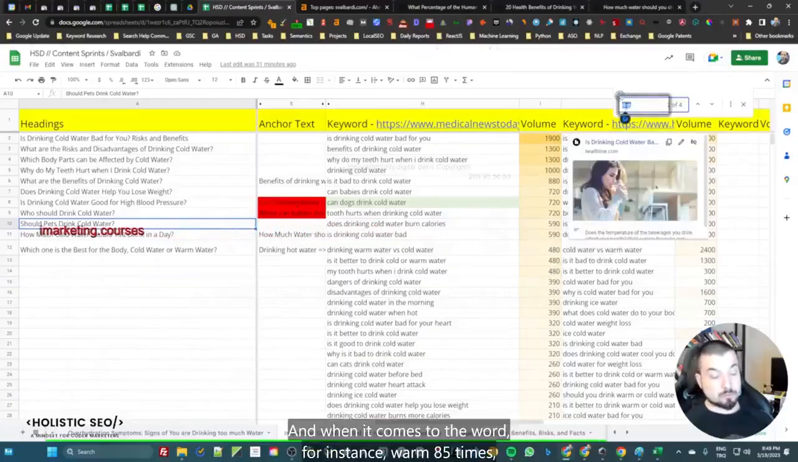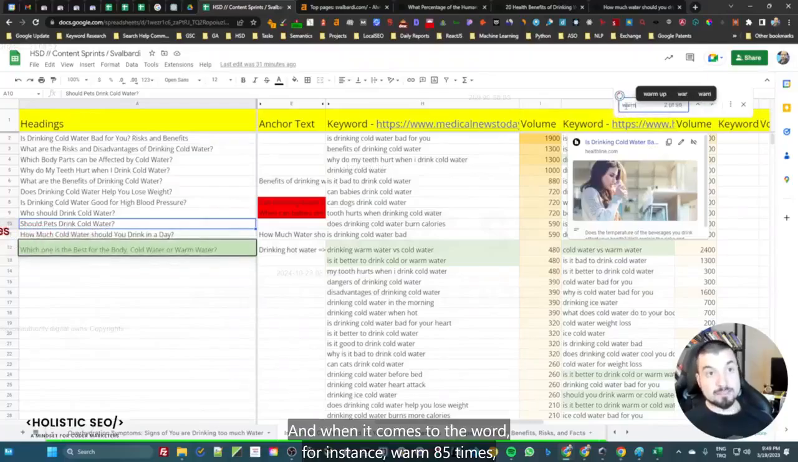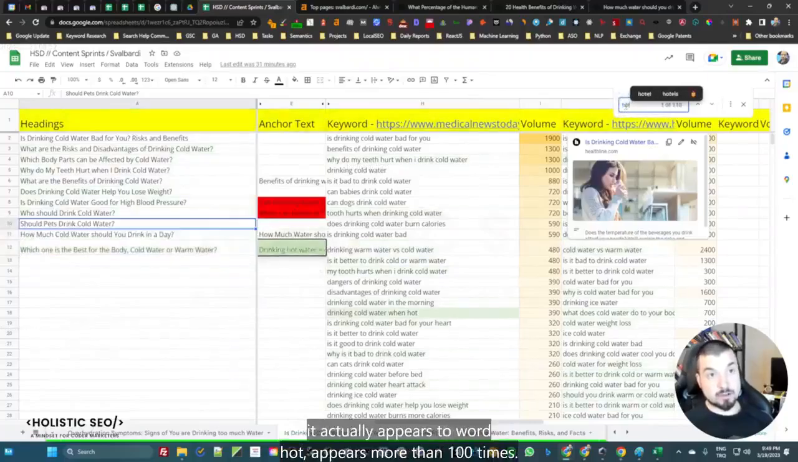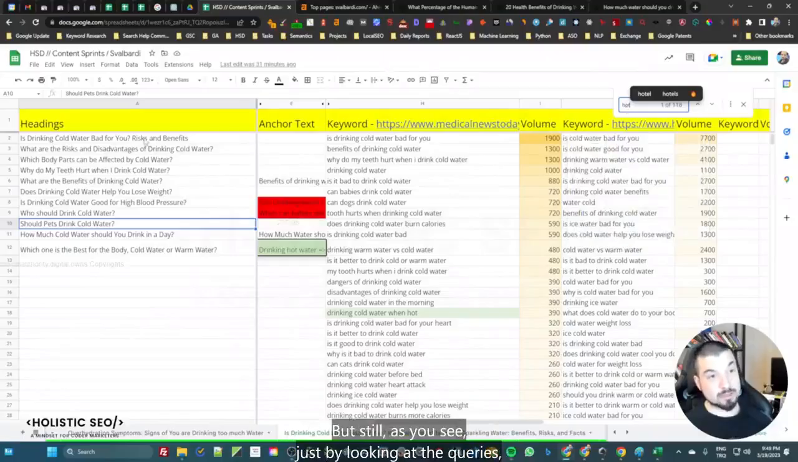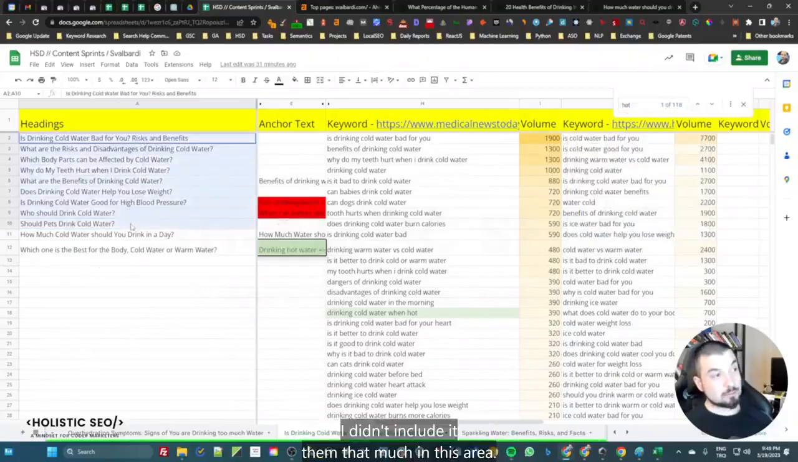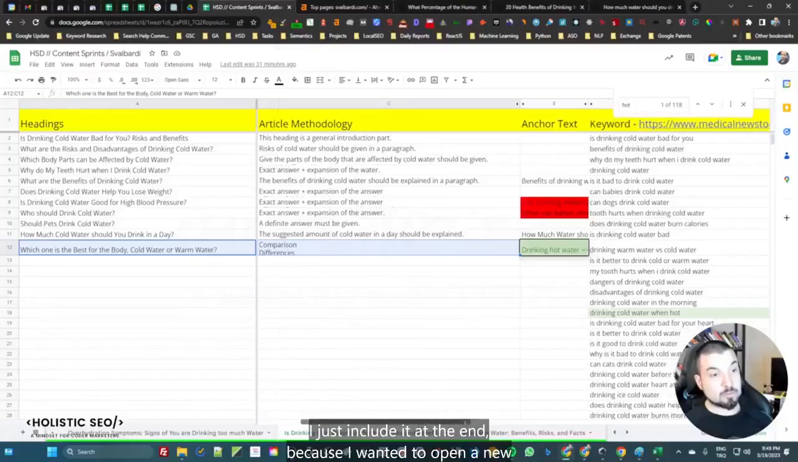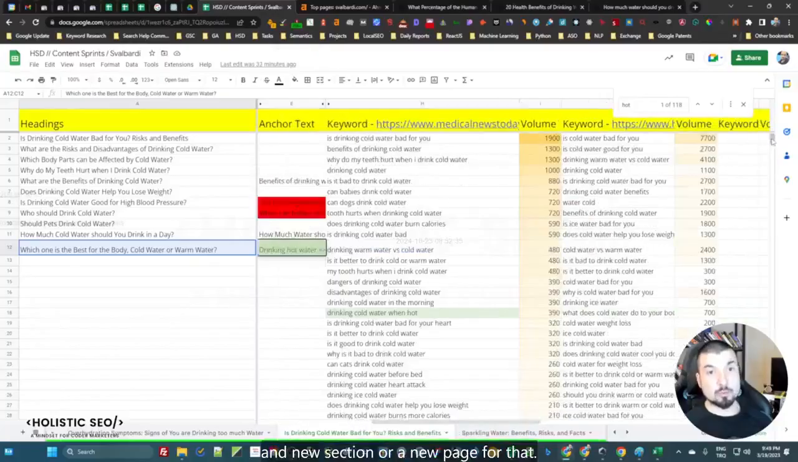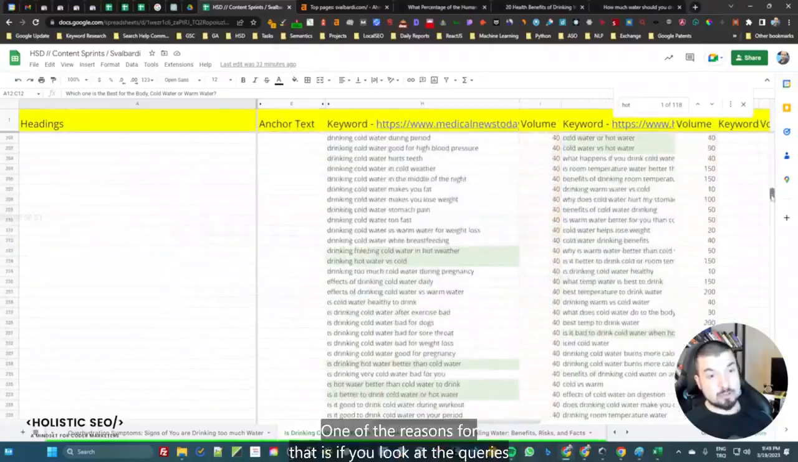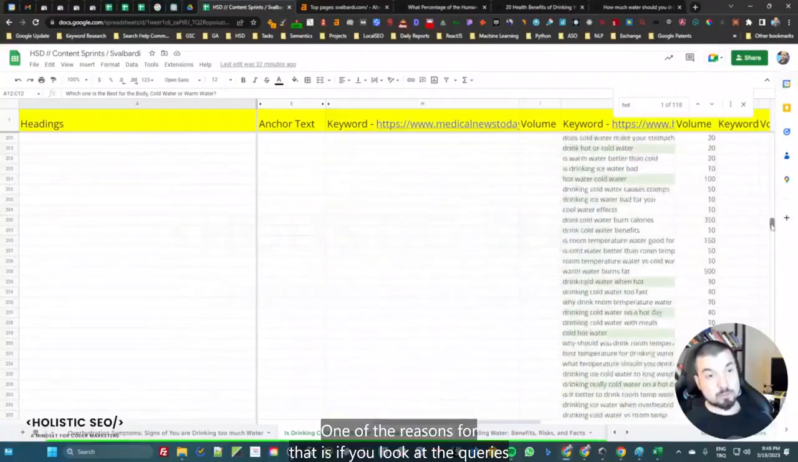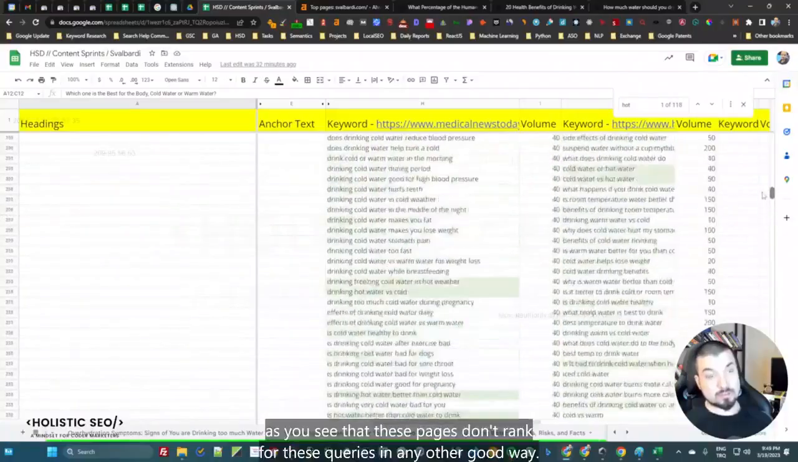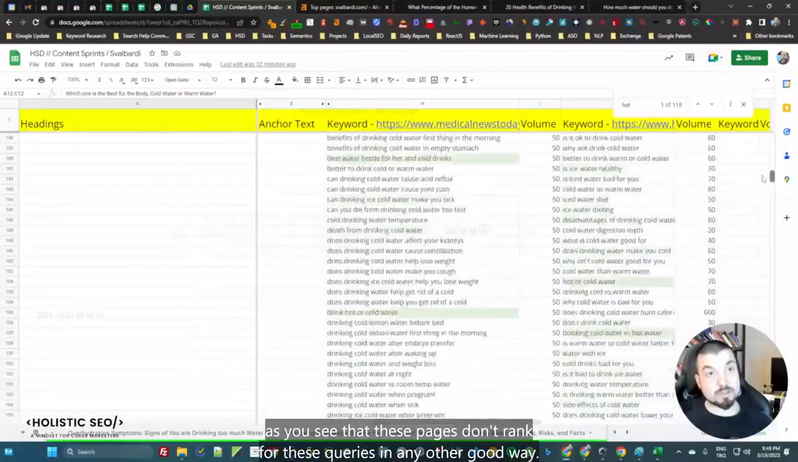And when it comes to the word, for instance, warm, it appears 85 times. The word hot appears more than 100 times, but still, as you see, just by looking at the queries, I didn't include them that much in this area. I just included it at the end because I wanted to open a new section or a new page for that. One of the reasons for that is, if you look at the queries, these pages don't rank for these queries in a really good way.